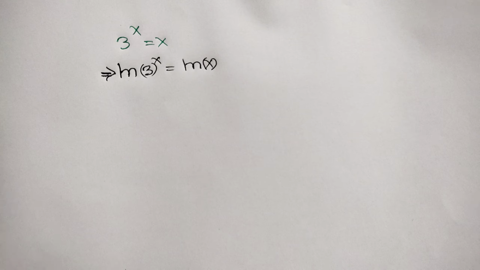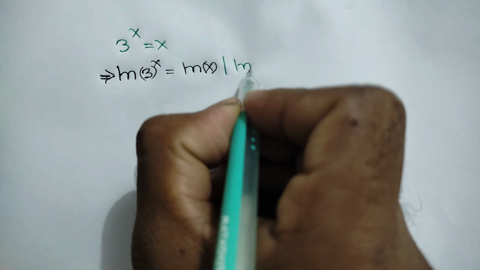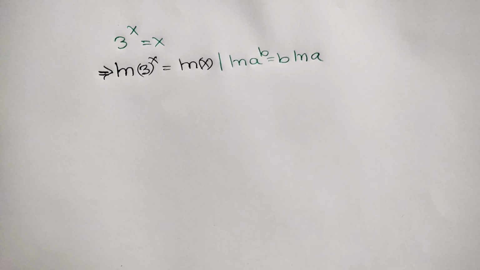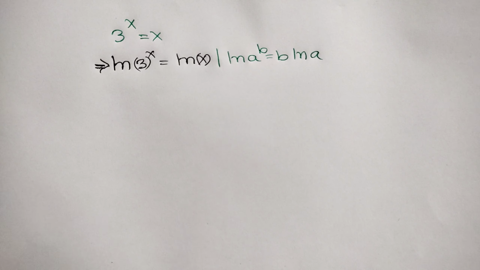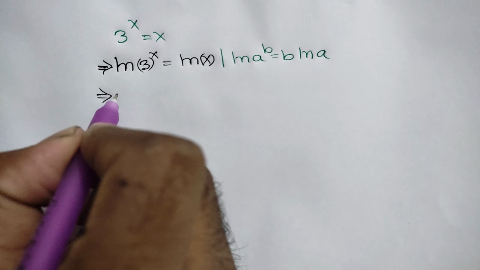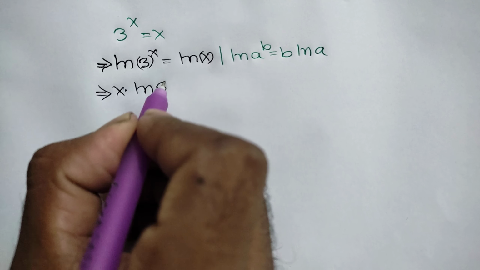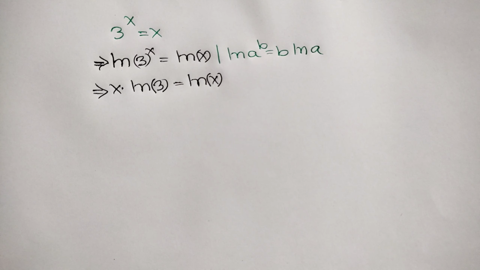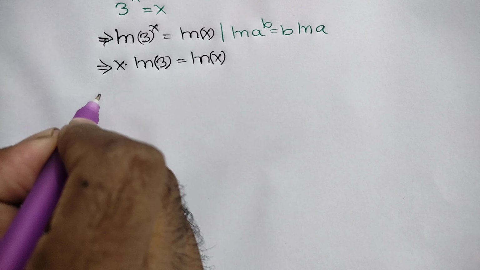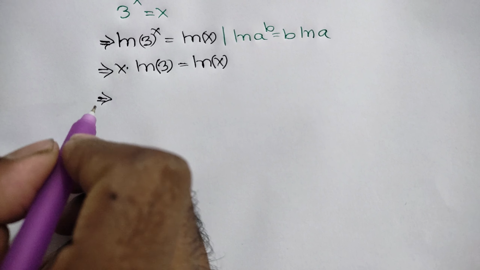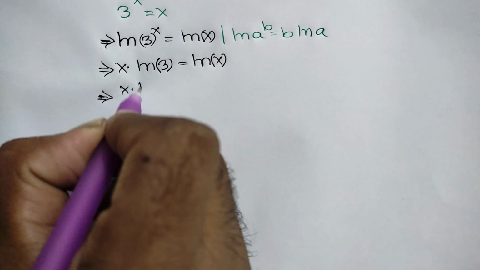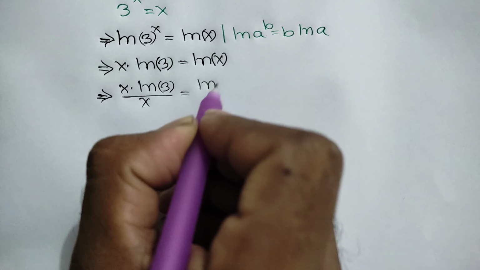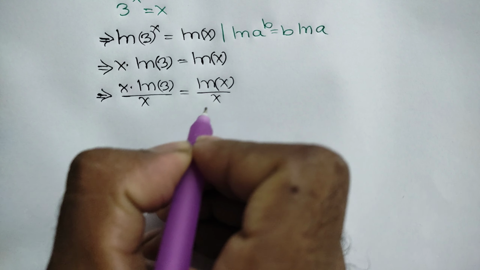Now we know ln of a to the power b is equal to b ln of a. So applying this rule, we can write x times ln of 3 is equal to ln of x. Now dividing both sides by x, we can write x times ln of 3 over x is equal to ln of x over x.